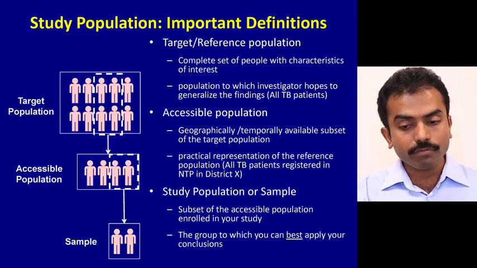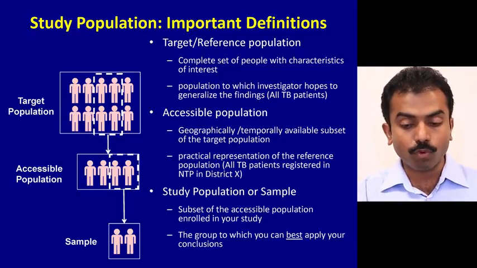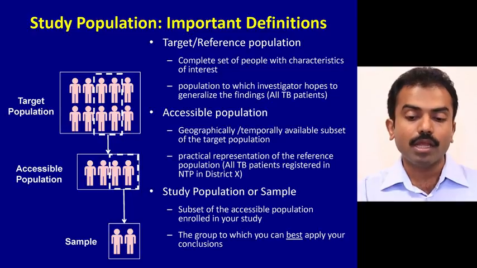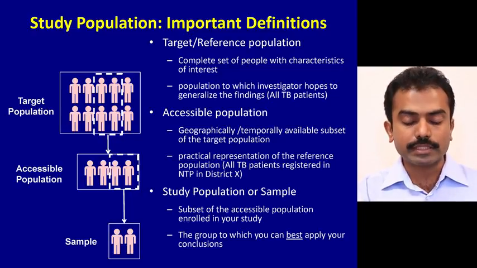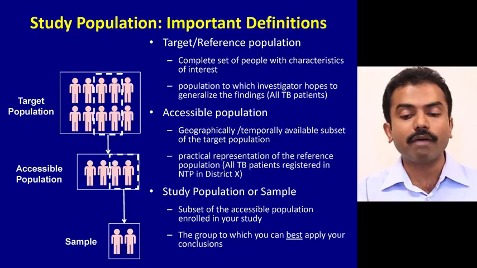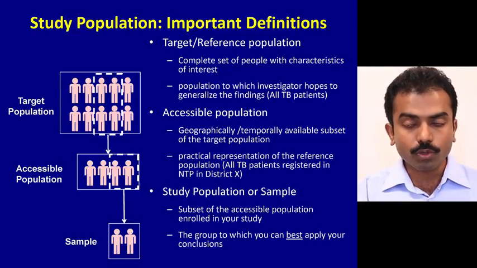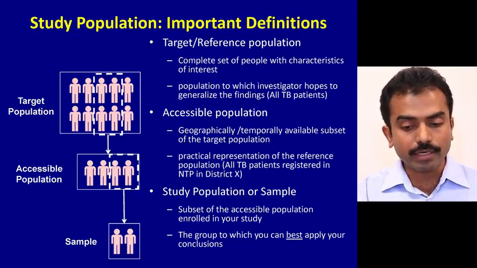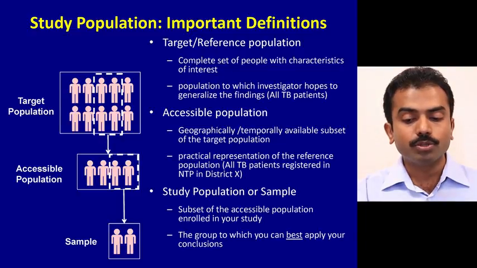But we may not be able to study all TB patients even in that particular district and want to draw a sample of that. That is going to be the study population or study sample: the subset of the accessible population which is actually enrolled in our study. And this is the group from whom we are going to collect the data, and probably the group to which we can best apply our conclusions. So that is going to be the study population.